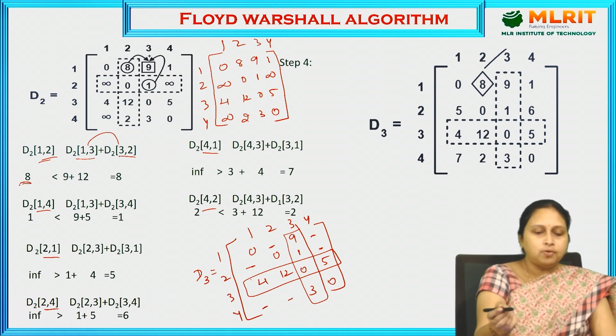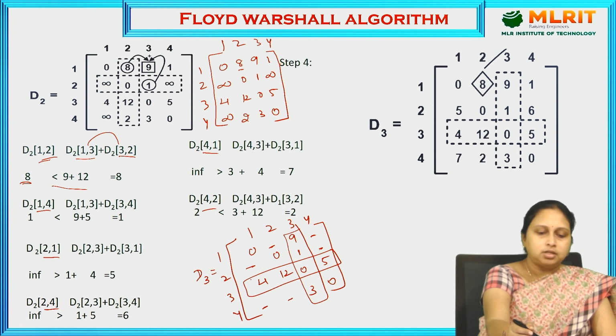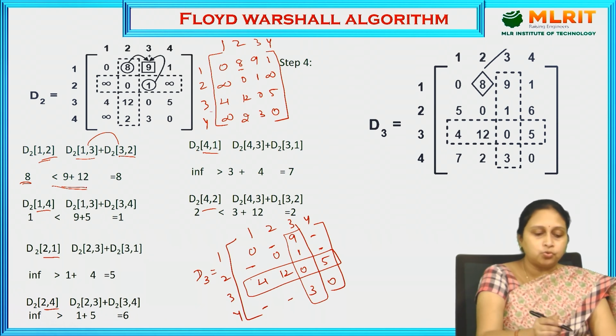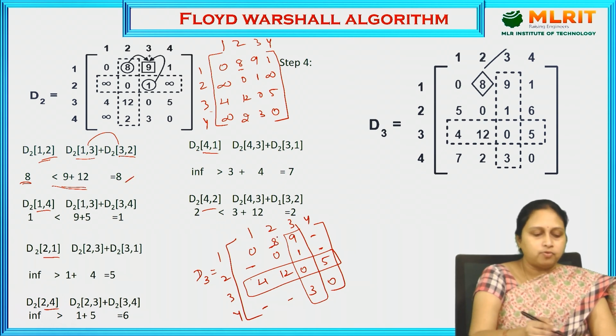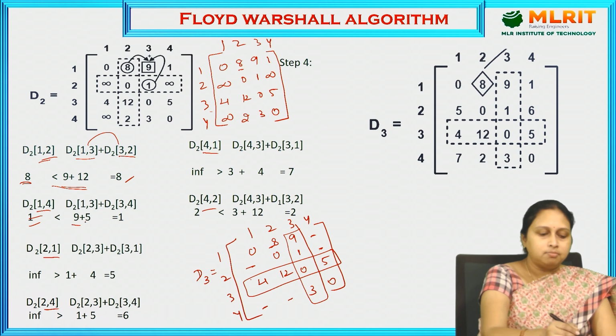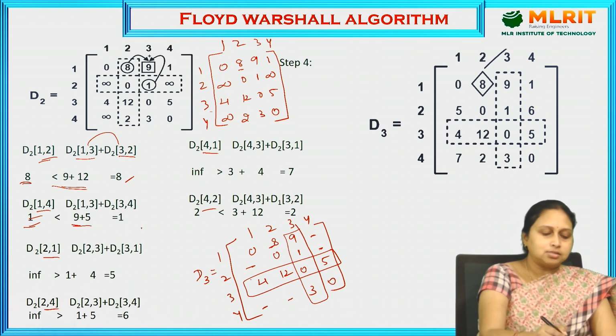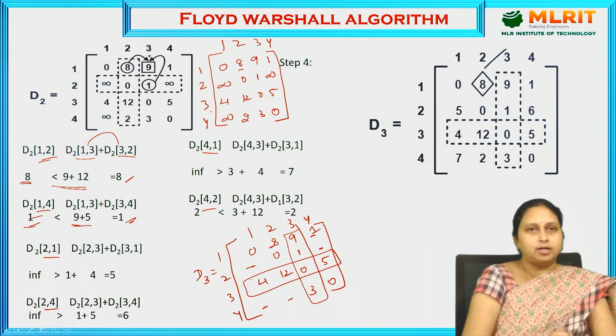And what is the 1, 2 value? 1, 2 value is nothing but 8. 8 is less than 1, 3 value, which is 9, plus 3, 2 value, which is 12. Right? 9 plus 12 is more than 8. So we need to consider the minimum value, that is nothing but the 8. Next, 1, 4. 1, 4 value is 1. And 1, 3 value is 9 plus 3, 4 value is 5. 9 plus 5 is nothing but 14, but 1 is lesser than that, so I am going to keep 1, right?